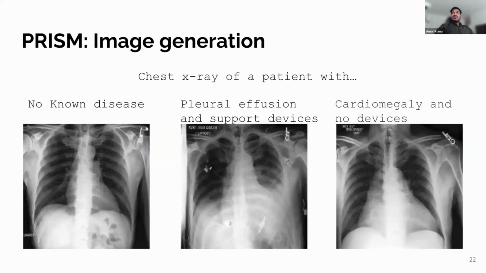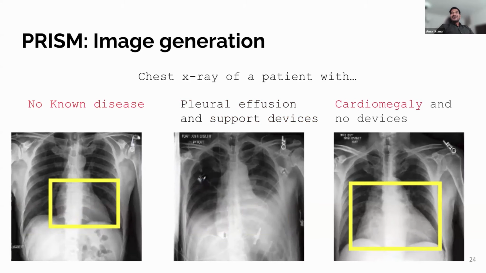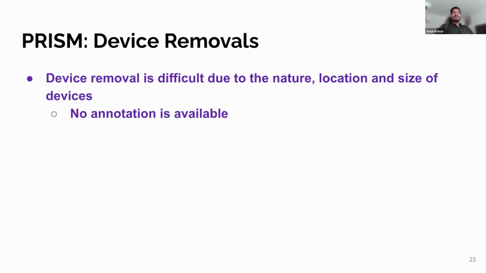Here are some examples of Prism's image generation technique, and the text prompts are given at the top. So: chest X-ray of a patient with no known disease, with pleural effusion and support device, and cardiomegaly and no devices. What you can see over here is in the case of no known disease, you can see in those yellow boxes that the costophrenic angle of chest X-rays is clearly preserved. However, in pleural effusion, those parts are destroyed, which is how disease is reflected. And the arrow shows that it's also adding in some support devices to make it more realistic. Analyzing some other disease like cardiomegaly, which is abnormal enlargement of the heart, you can see the central region is abnormally enlarged, showing that the heart is occupying a lot more than it actually should. So the patient is definitely not healthy.